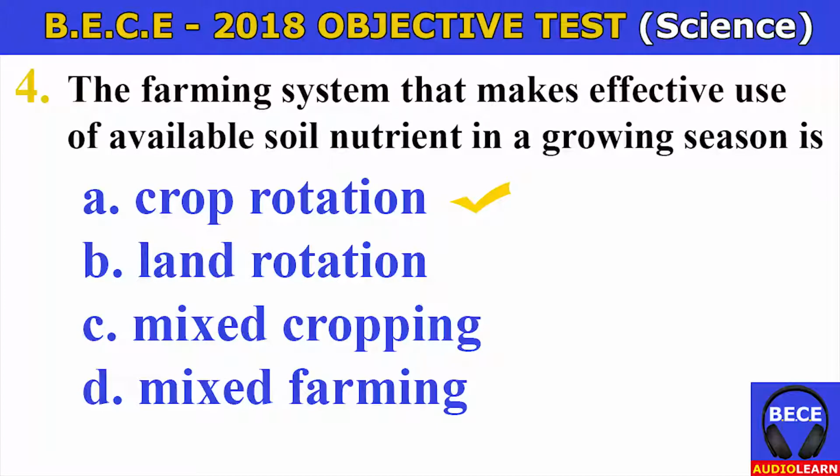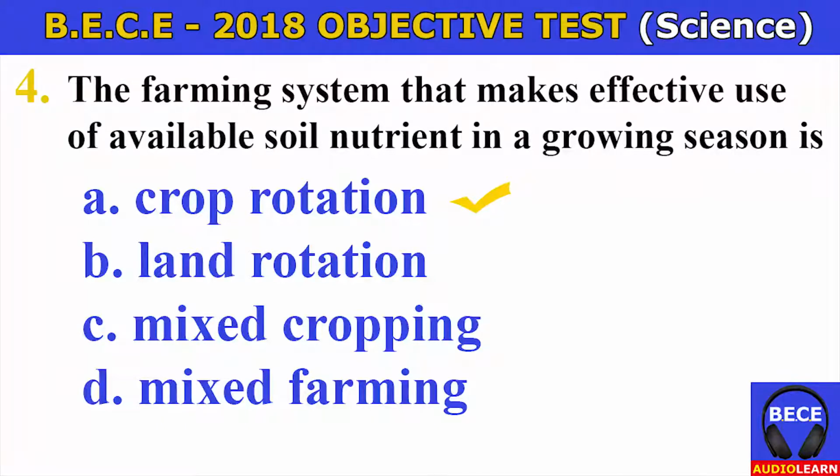Number 4. The farming system that makes effective use of available soil nutrients in a growing season is A. Crop rotation, B. Land rotation, C. Mixed cropping, D. Mixed farming. And the answer is A. Crop rotation.